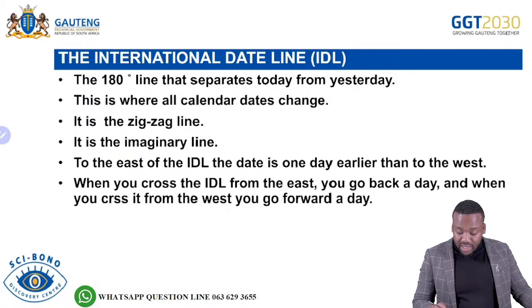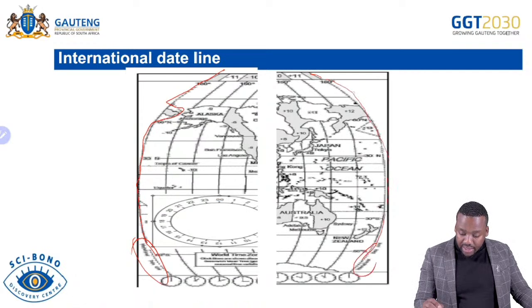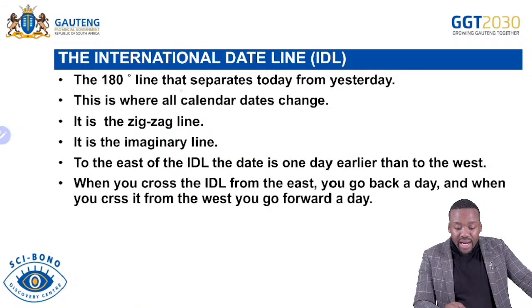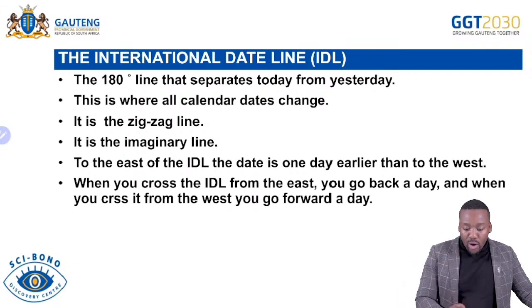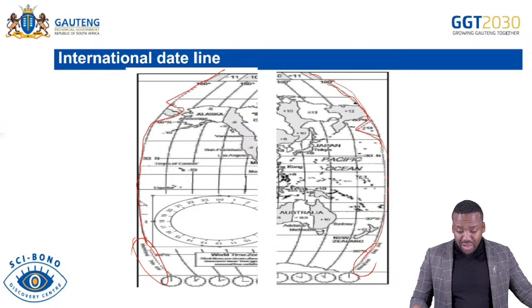Then you've got the International Date Line. I did show you on that particular map. This is what I'm talking about. The zigzag line going down like this, IDL, and also on the right as well, there it is, IDL. This is what we're calling the zigzag line. It is the 180-degree line that separates today from yesterday. This is where all calendar days change. It is the imaginary line. To the east of the IDL, the date is 1 day earlier than to the west. When you cross the IDL from the east, you go back a day. And when you cross the IDL from the west, you go forward a day. Right? We dealt with this last week.